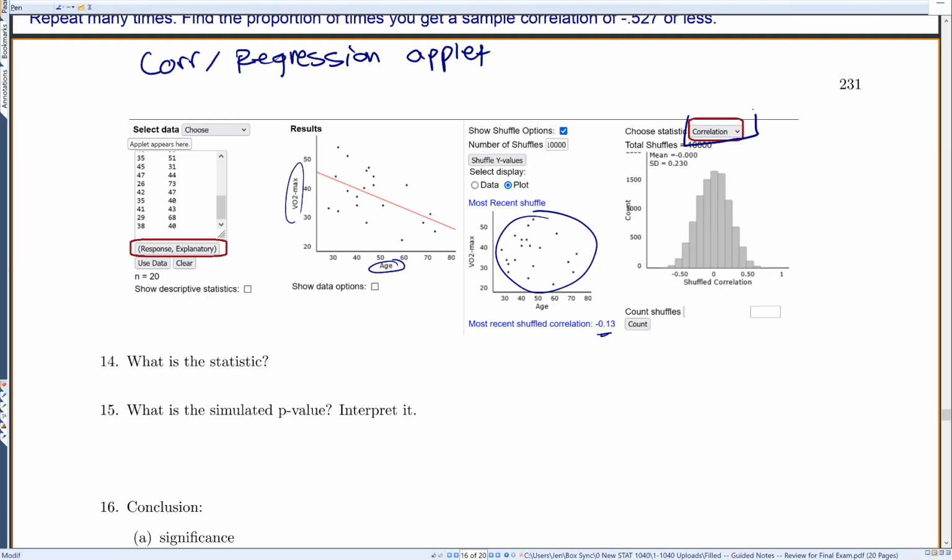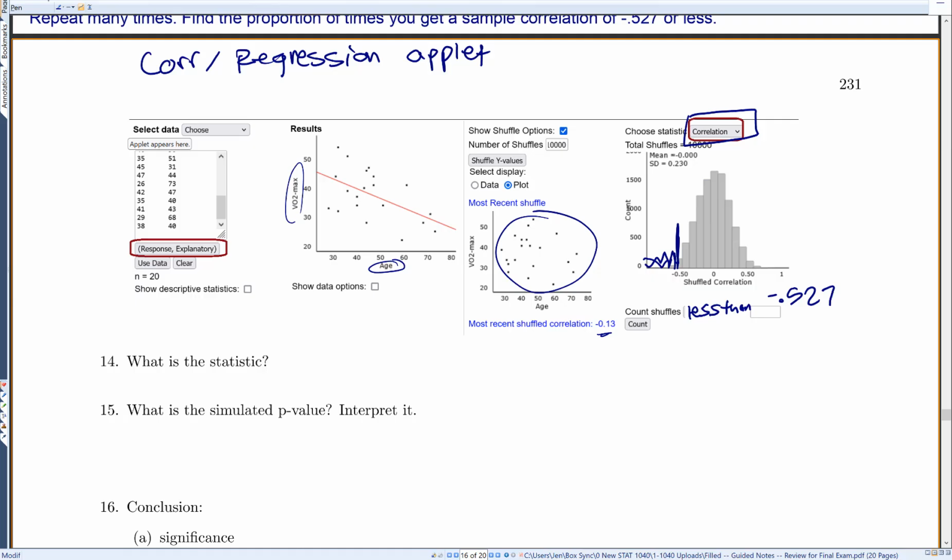Notice here, I do have to choose my statistic. The default here is slope, but I want to look at the correlations. And we're going to want to count the shuffles. I delete on purpose here. We want to do less than, because our alternative was a less than. Our correlation, which was negative 0.527. So we find our negative 0.527, which would be out here, and shade everything to the left.